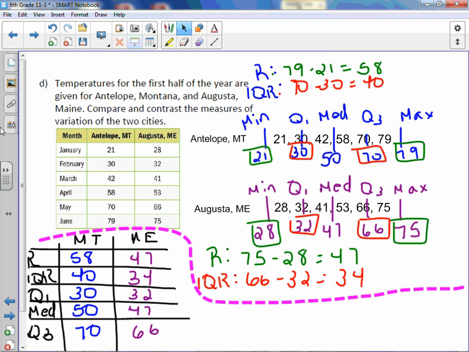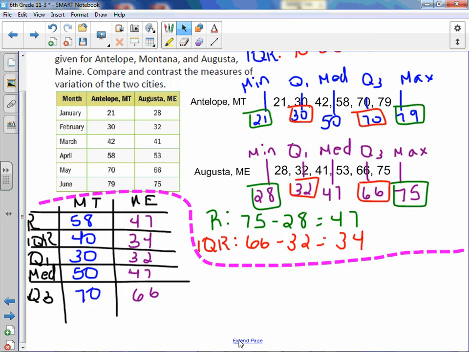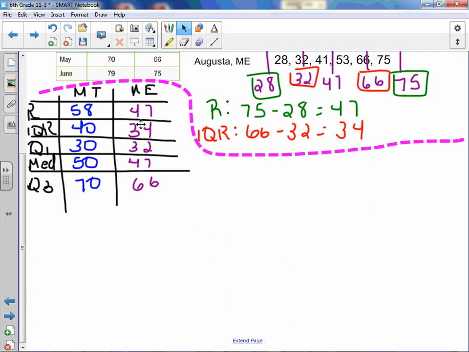Now let's write a couple sentences to compare them. Now all I need to do is look at this nice chart and look at them left and right. So it looks like the ranges are pretty close. However, and the interquartile ranges as well. However, because these numbers are higher for Montana, I can tell you that this data is more spread out. The numbers are more spread out than this other data. We can see our medians are pretty close, only 3 apart. Our quartile 1s and quartile 3s also aren't too far apart.